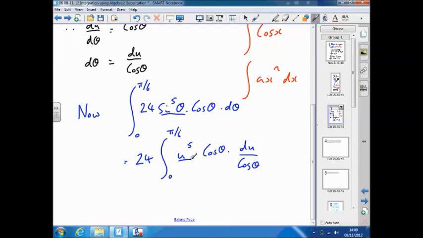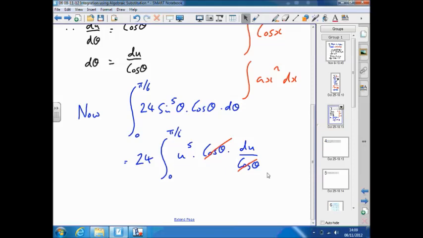The 24's come outside, by the way. And note what happens when I make my substitution for d theta. I've got to put in du over cos theta. Now, can you see why this only works? Because that cos theta's there. They cancel each other out, exactly. And that must happen. Remember, as before, it only works if the x disappears. Exactly the same here. This substitution will only work if the variable we had before, in this case theta, is now gone, and we're only left with u's.